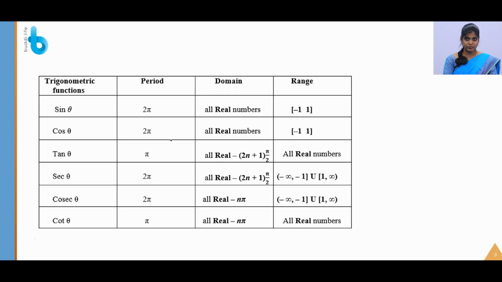So before going for inverse trigonometric functions, let us just recall the trigonometric functions, their period, their domain and the ranges. This you have already learned in class 11. It's okay if you just have a recall. See, for sine function and cos function, the domain is all the real numbers and the range is minus 1 comma 1 within the closed interval. That is, minus 1 and plus 1 are included. And the period is 2 pi.